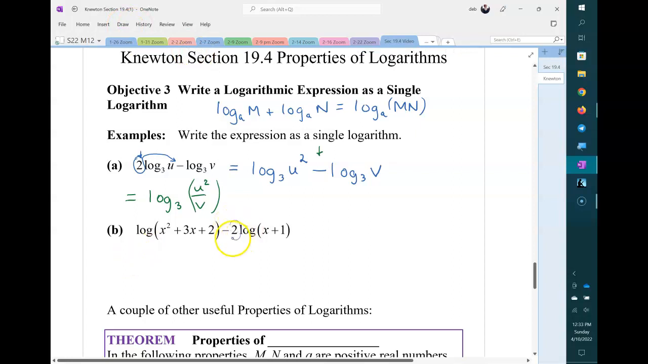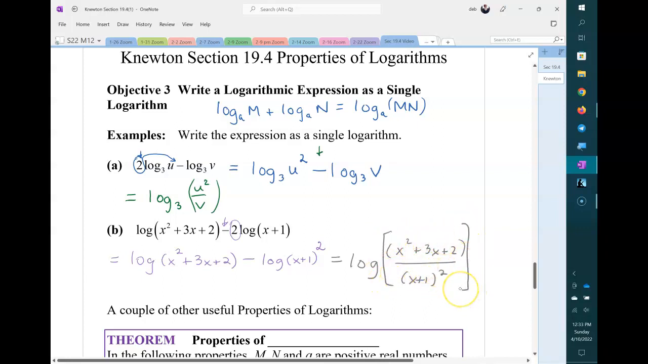Okay, and then again we have a 2 here. Well, you could think of it as a negative 2, or you could leave it as a 2. Either way will give you the same result. So I'm going to show leaving it as a subtraction and bringing the exponent of 2 up onto the entire argument. So you need those parentheses around the x plus 1. And then I have a minus, so I know that's going to give me a quotient with a single log, where I have x squared plus 3x plus 2 over x plus 1 squared.